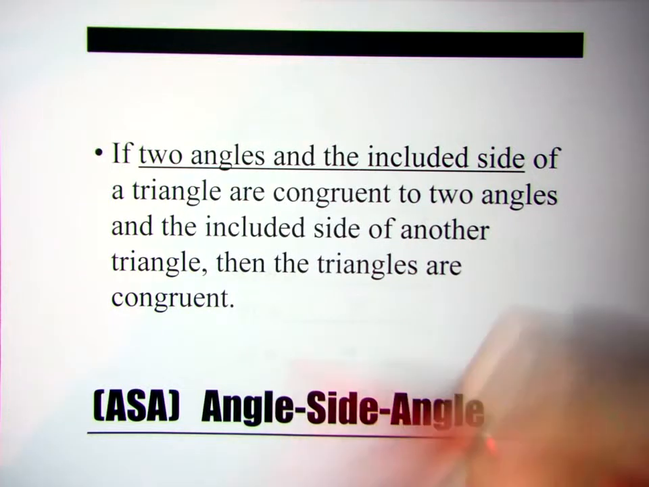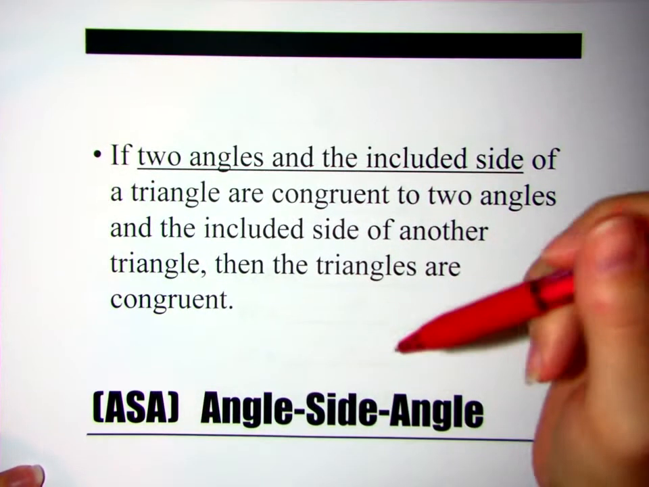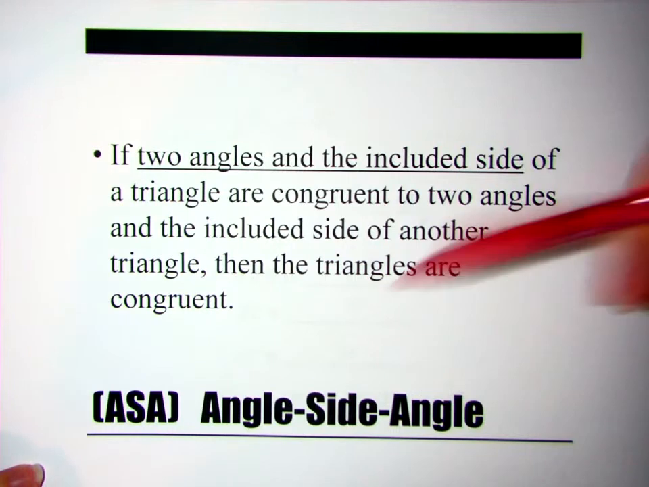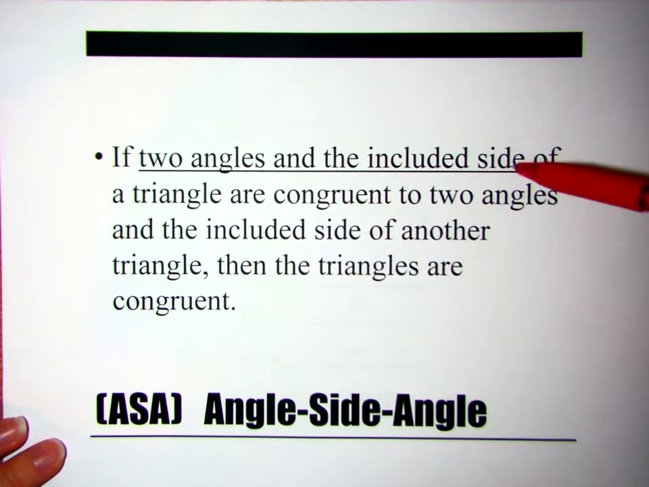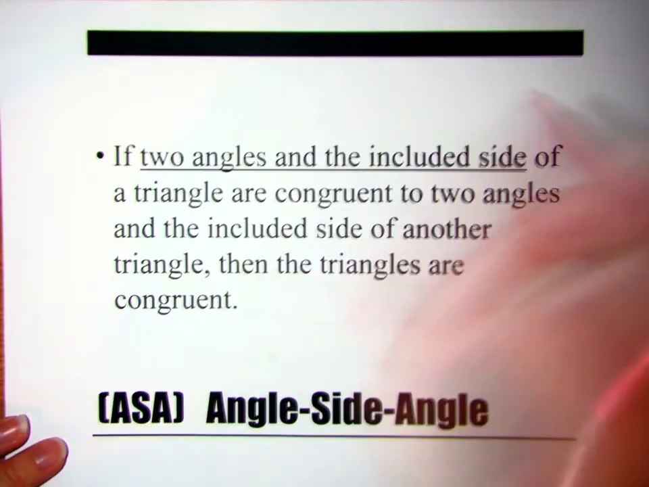This lesson is on the remaining triangle congruence theorems and postulates. Angle side angle says that if two angles and an included side of a triangle are congruent to two angles and an included side of another triangle, the triangles are congruent.